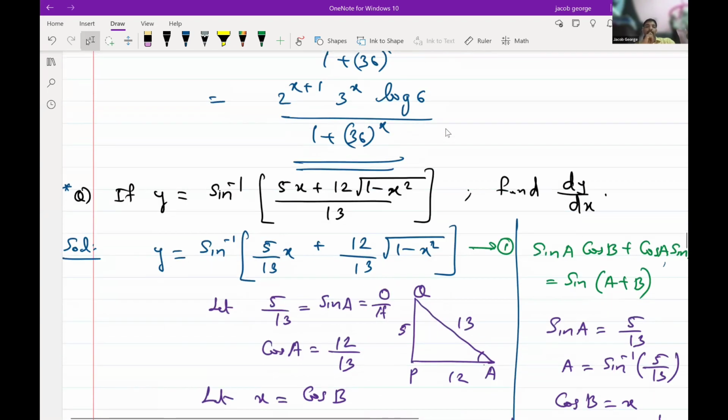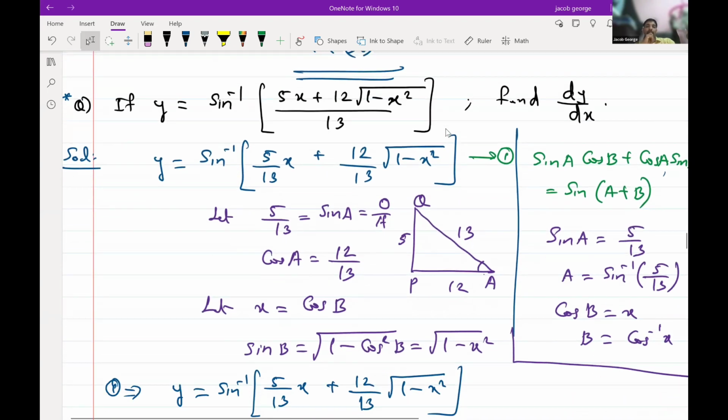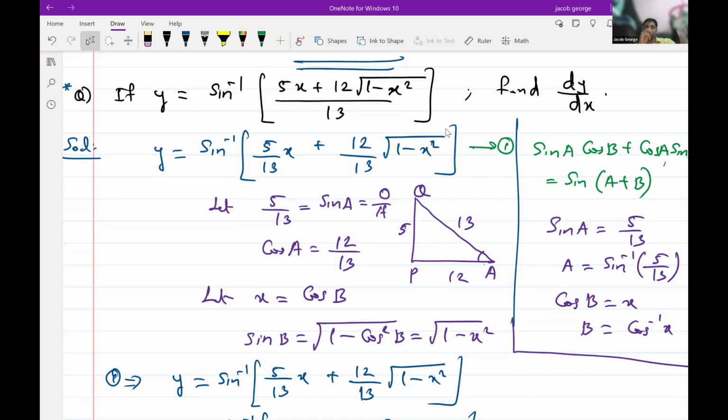Okay, even this question is another important trigonometry substitution. Here the question is, if y is equal to sine inverse of (5x plus 12 into root of 1 minus x square) whole divided by 13. First of all, we have to break it like this: 5 by 13 into x plus 12 by 13 into root of 1 minus x square.